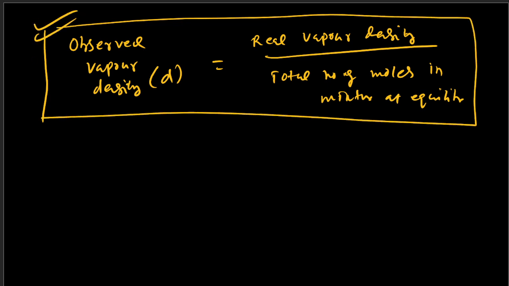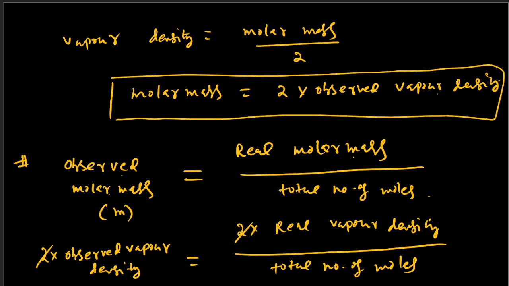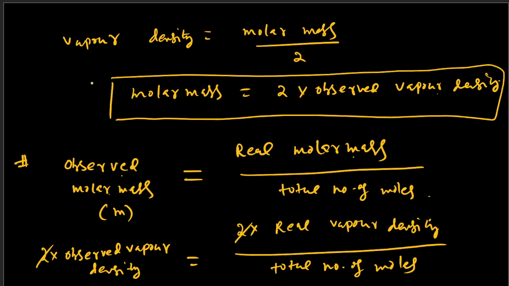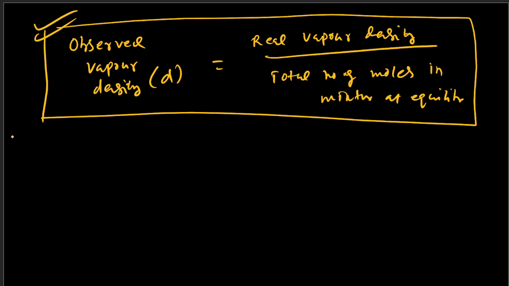So what I understand is that observed vapor density and observed molar mass are the same. From these relations, we can calculate observed vapor density from molar mass, because molar mass equals 2 into observed density. So in place of molar mass, we will put 2 into observed vapor density, and here 2 into real vapor density for the real molar mass. The 2s cancel, so we can derive this. So let's solve one example.